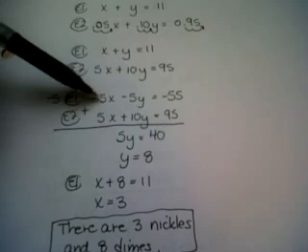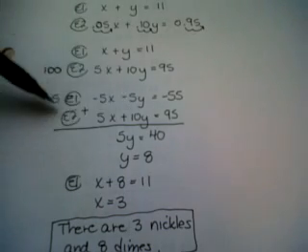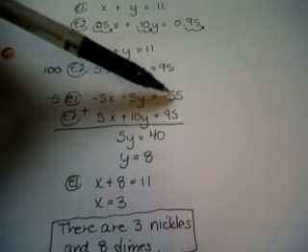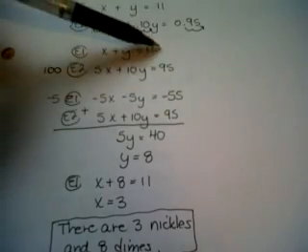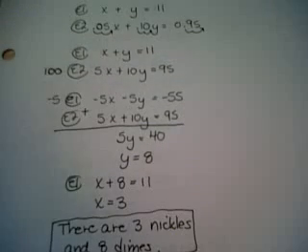So negative 5 times x gives me negative 5x. Negative 5 times y gives me a negative 5y. And a negative 5 times 11 gives me a negative 55. Don't forget to multiply both sides of the equation. That's a common mistake that students make.